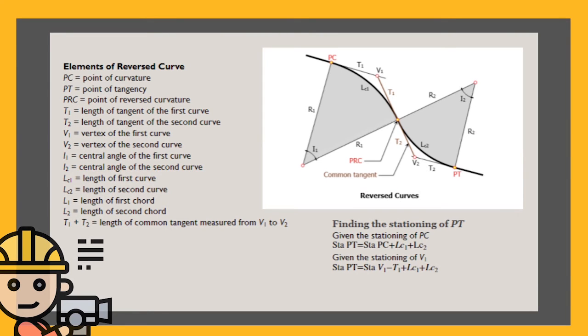So the elements of the reverse curve. A reverse curve is composed of two or more simple curves turning in the opposite direction. So their points of intersection lie on the opposite ends of the common tangent, and the PT of the first curve is coincident with the PC of the second. This point is called the point of reverse curvature, PRC, or as you can see on the presentation, it is located in the middle.